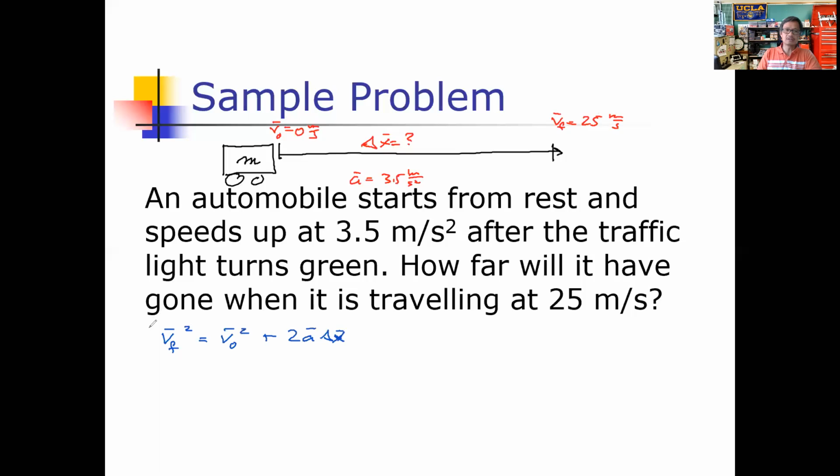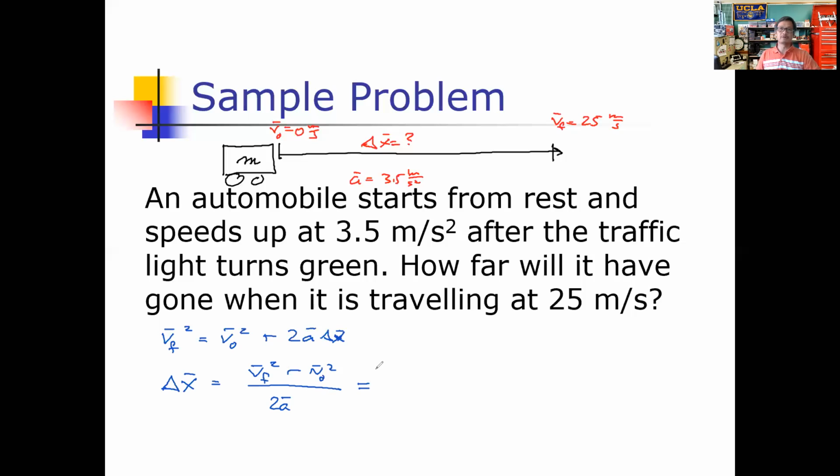Here's what we start out with. We have to rearrange this equation to isolate delta X all by itself. First, we subtract V initial squared from both sides, and then we divide both sides by 2A. And there it is, our equation to solve for delta X.